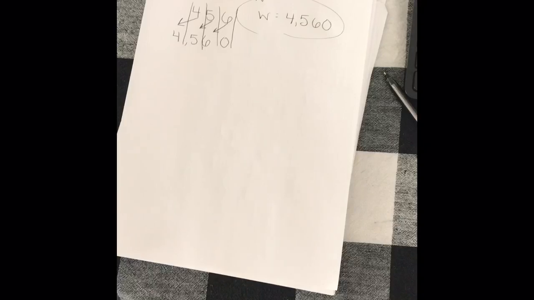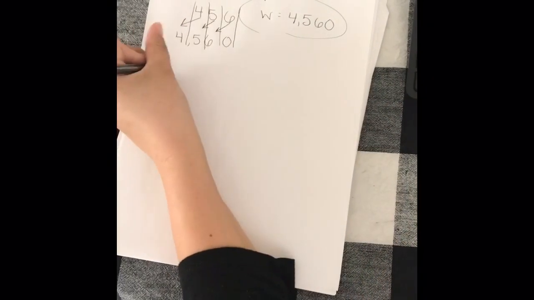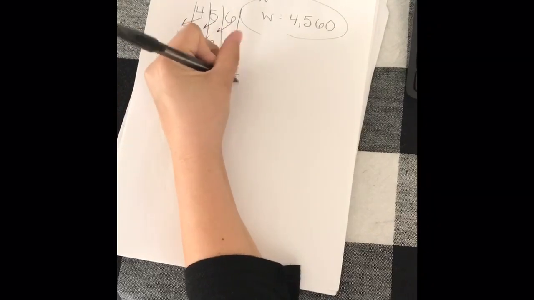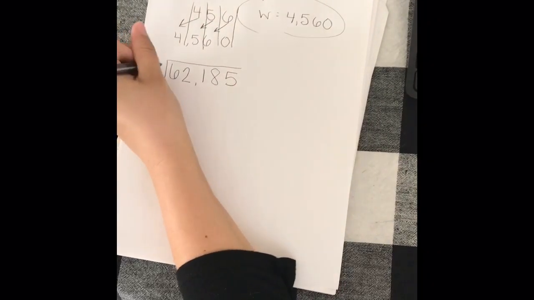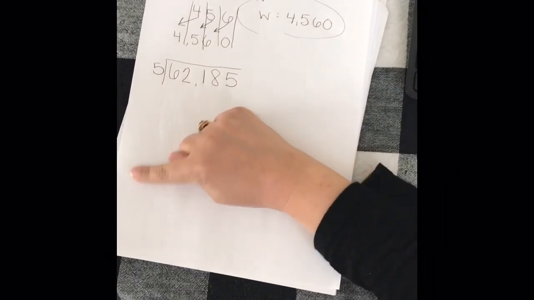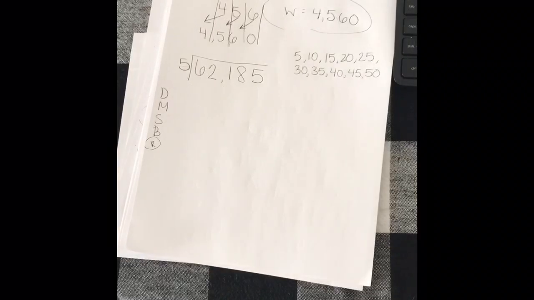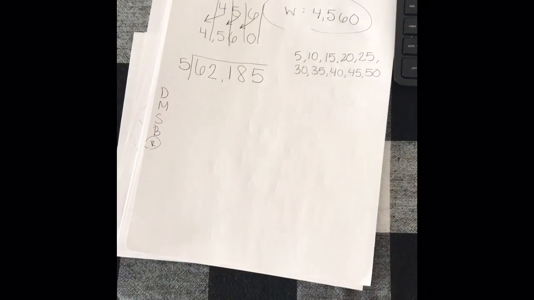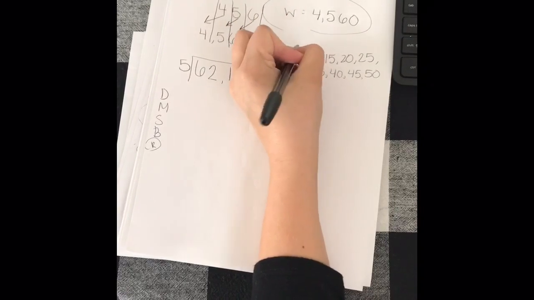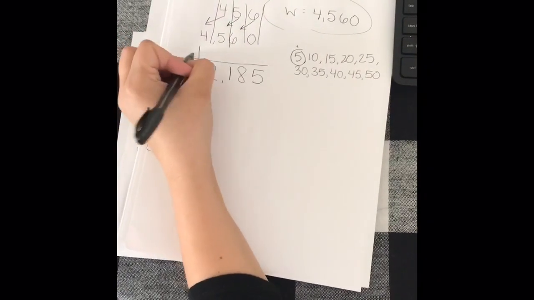Let's get started with number 2. What is 62,185 divided by 5? You know the drill. Pause the video, list your steps and your first 10 multiples of the number 5. Okay, so now I'm going to start to divide. So I'm looking for 5 into 6. And I know that it can go in 1 time.